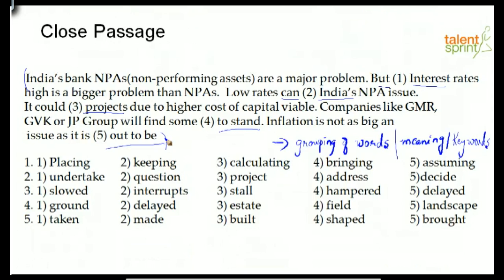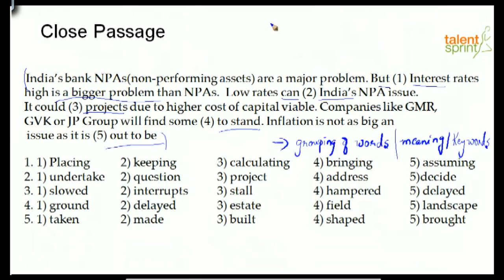So for the first blank, the options are placing, keeping, calculating, bringing and assuming. India's bank NPAs are a major problem, but interest rates high is a bigger problem than NPAs. So our clue in the context is what is the bigger problem than NPAs. The first line talks about NPAs are a major problem, but doing what to the interest rates is a bigger problem. Is it placing? Is it keeping? Is it calculating? Is it bringing or assuming?